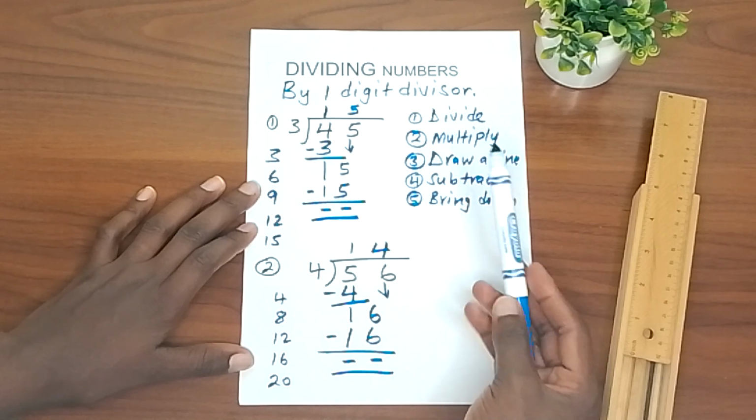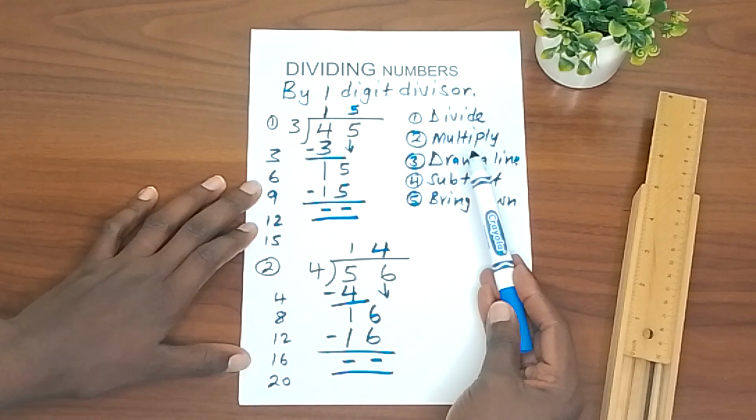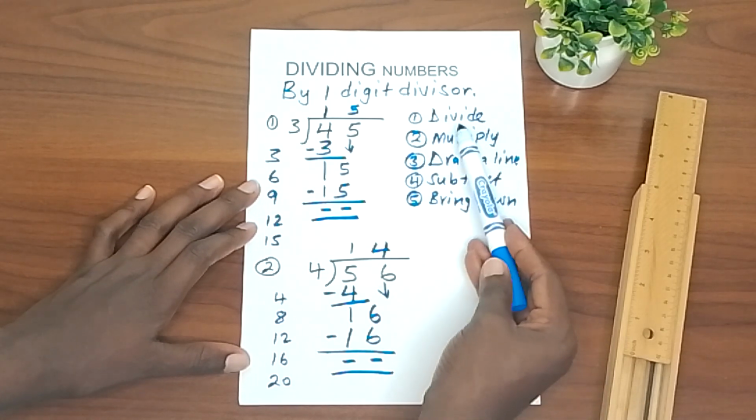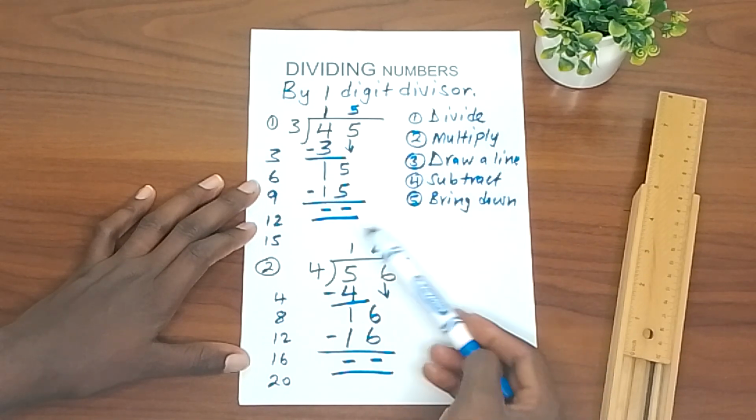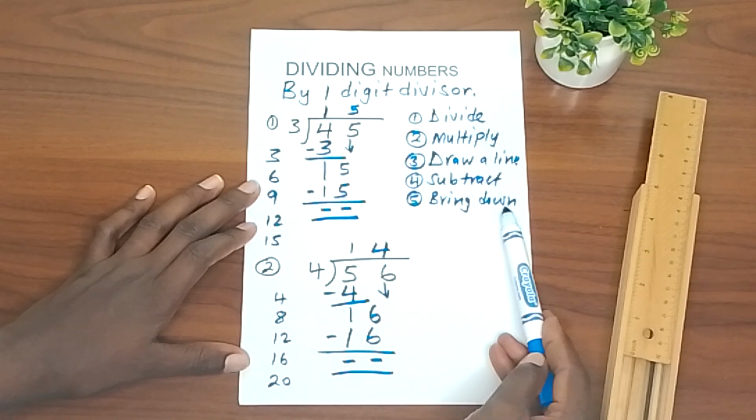So always when you are dividing numbers, follow these steps. Step 1 is divide, then multiply, draw a line, subtract, then bring the number down.